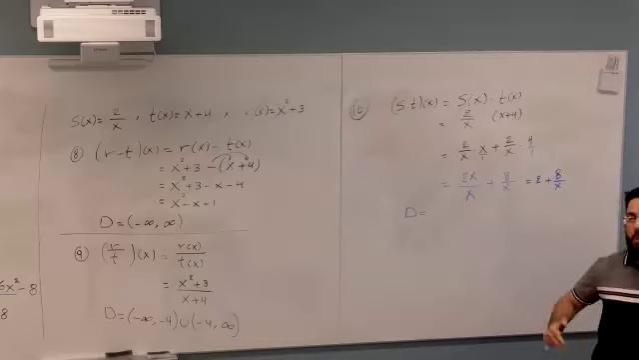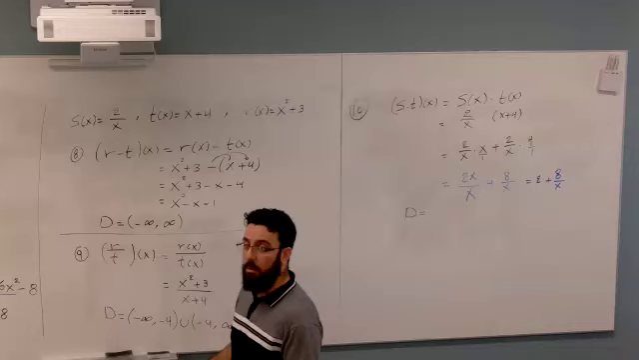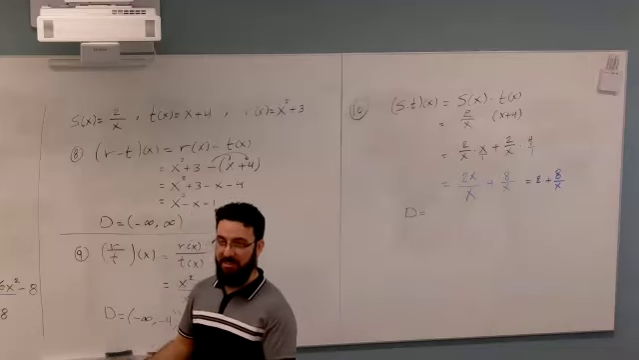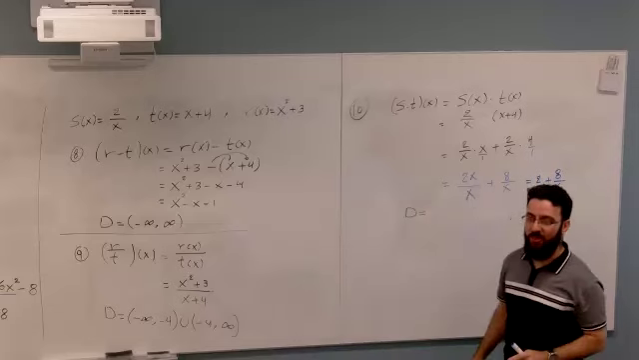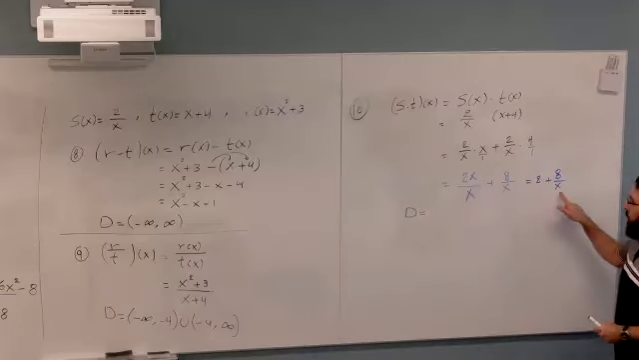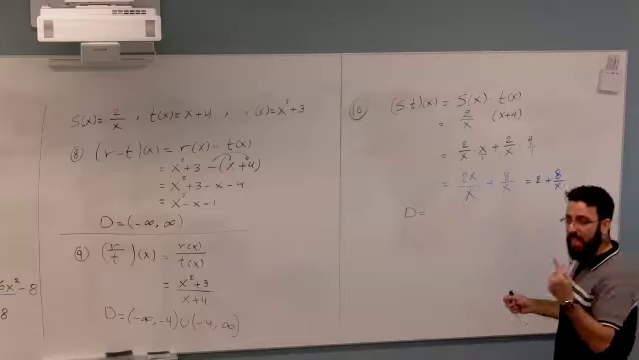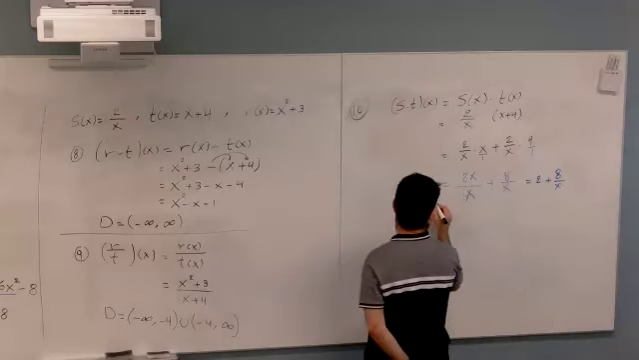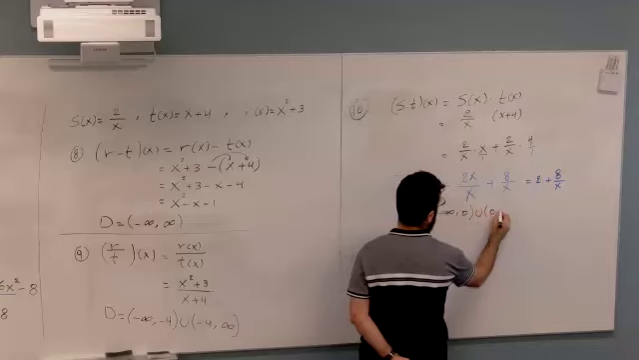Domain is which number I cannot plug in. 0. I cannot plug in all the numbers except 0. 0 is the problem because when I plug in 0 here, any number divided by 0 is a problem, right? So that means I can plug in all the numbers except 0. So it's going to be from negative infinity to 0, union 0 to infinity.